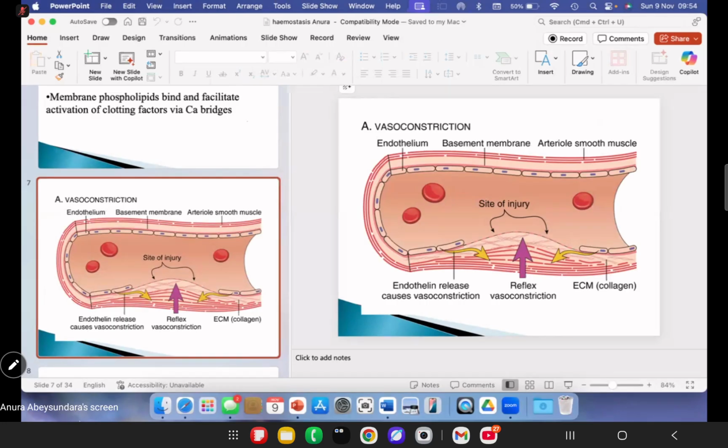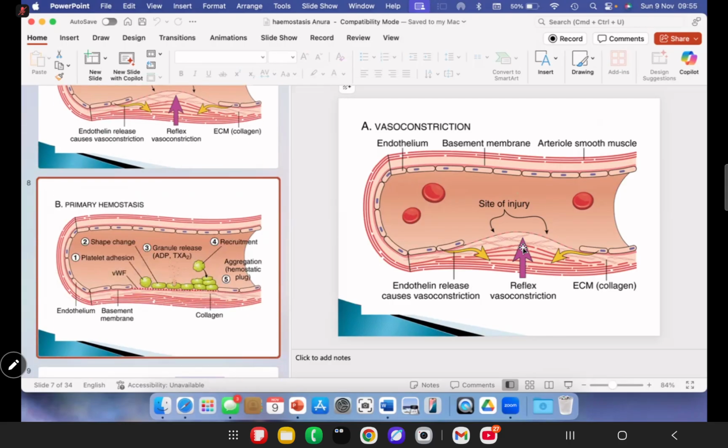How? Endothelin will be released, causing vasoconstriction. The endothelium cells produce what is called endothelin. That is the hormone which causes vasoconstriction, and the site will try to close itself. Okay, so that is the vasoconstriction.